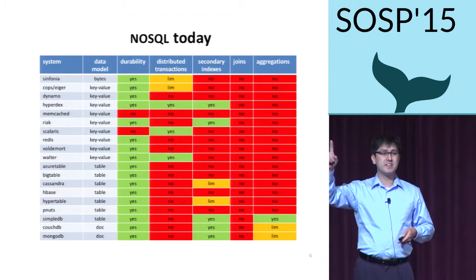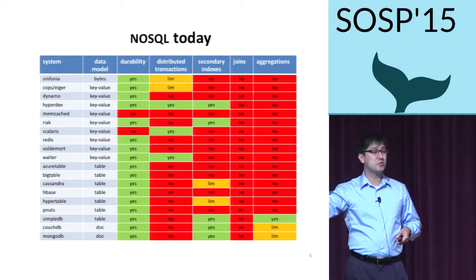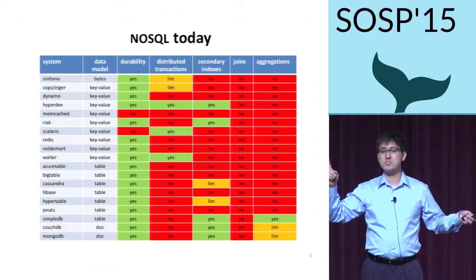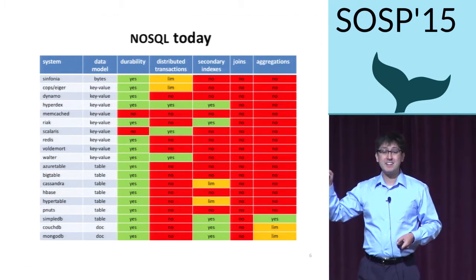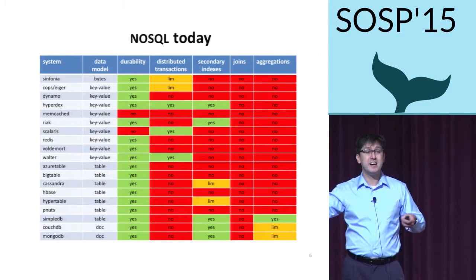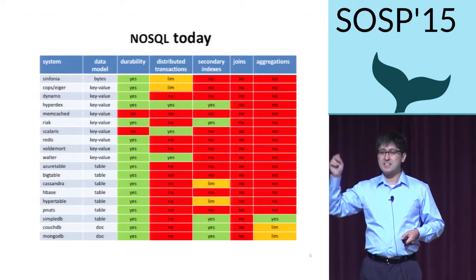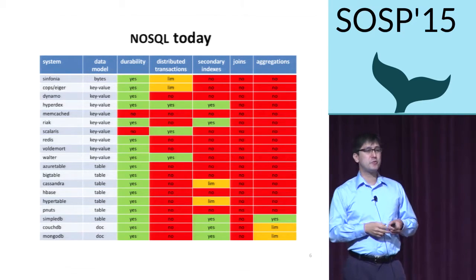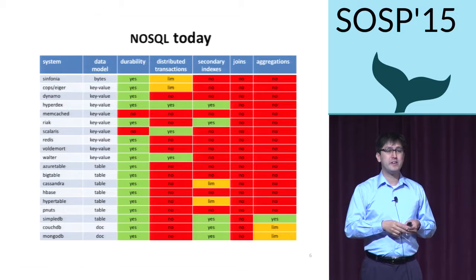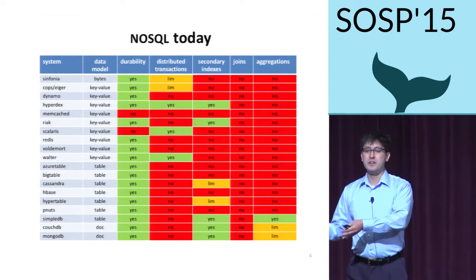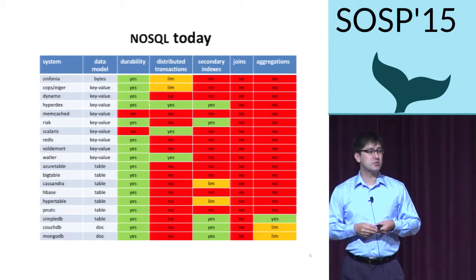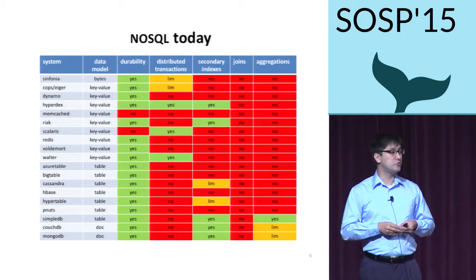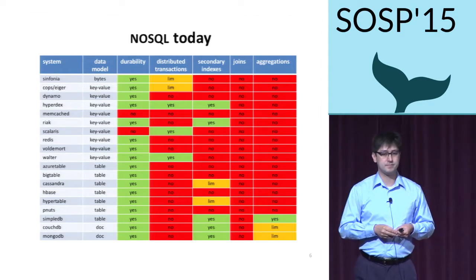The first point is that there are a lot of NoSQL systems out there. The table shows 19 of them. In reality, there's more than 100. Yikes. The second point I'd like to make is the fact that the functionality provided by a NoSQL system varies from one system to another. And it's not clear which NoSQL system will suit your needs if you want to build a web application.